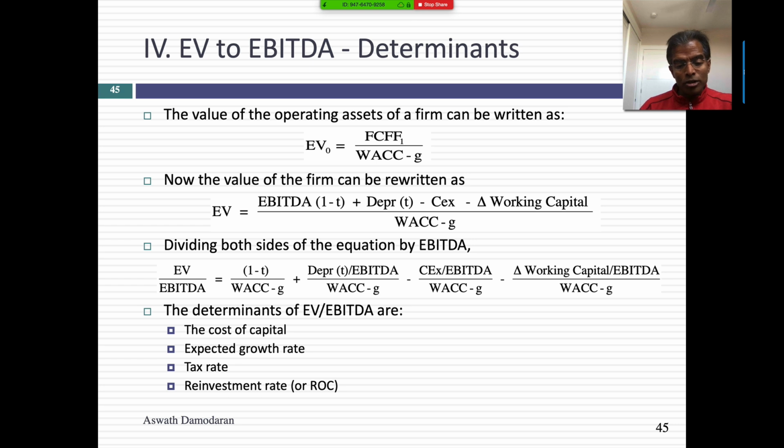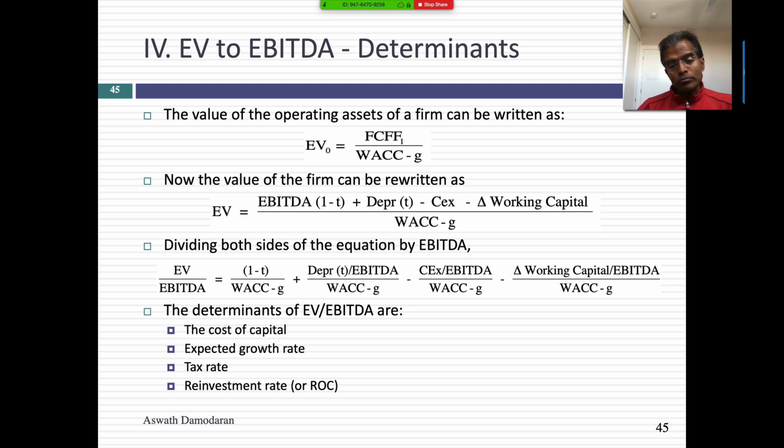Companies with high returns on capital will be able to get the same growth with a lower reinvestment rate and get a higher EV to EBITDA. Now, as we go through these pricing discussions, what I'd like you to think about is not the equations, but the kinds of questions you can ask now when somebody tries to sell you something based on a multiple.